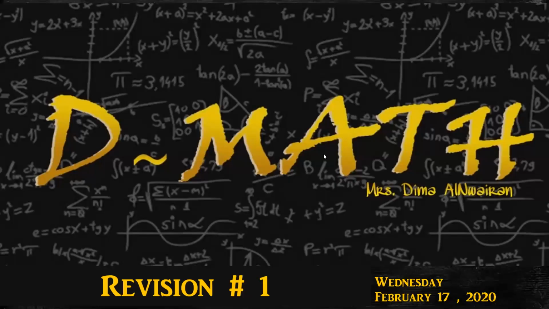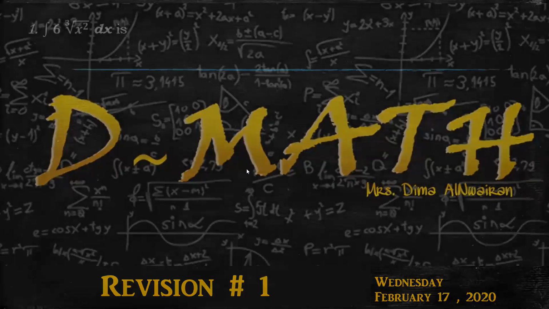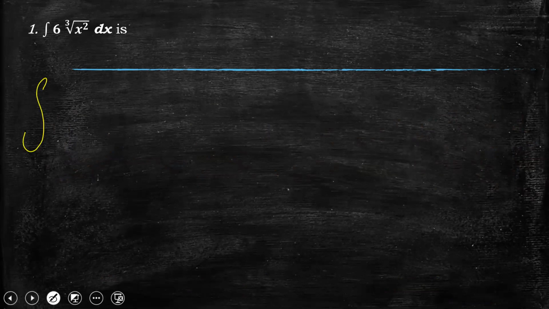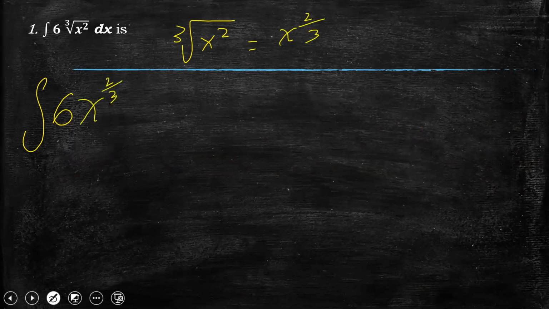Let's start our revision here for our quiz. The first one here: find or evaluate the integration of 6 times the cubic root of x squared. Here, it is the integration of 6 and x, our cubic root of x squared. It can be written as x to the power 2 over 3. So I rewrite it as x to the power 2 over 3.